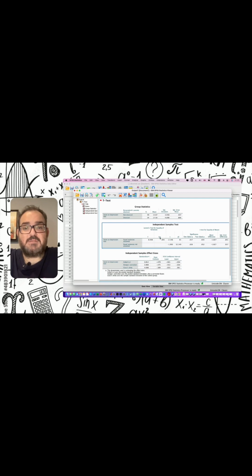Here we have the Levene's test for the equality of variances. This test is used to check if two groups have equal variances. Since the p-value here, the significance, is lower than 0.05, then we say that our two groups don't have equal variances. So we are going to check the second line. If this value was higher than 0.05, then we would check the first line.